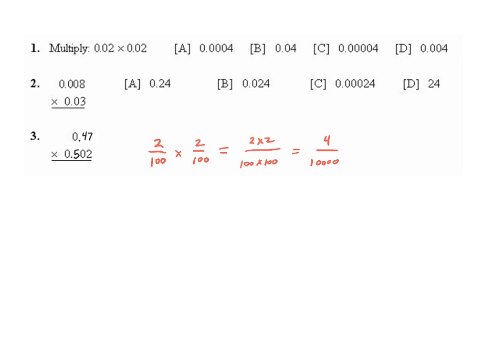So I have 4 10,000ths. So that's equal to 4 in the 10,000ths place. So here's our tenths, hundredths, thousandths, 10,000ths. So that is choice A.